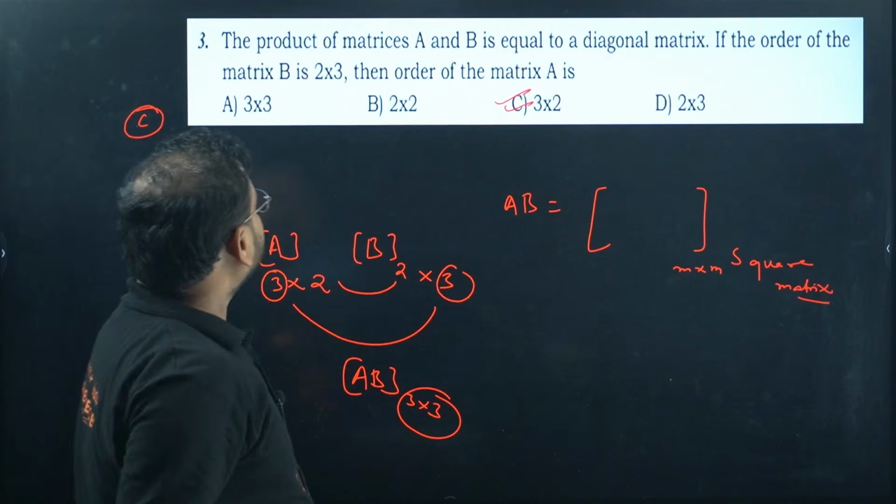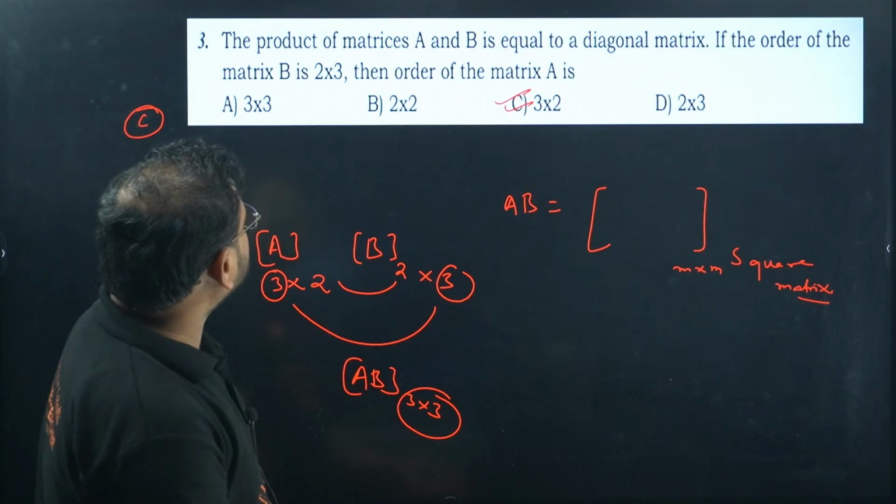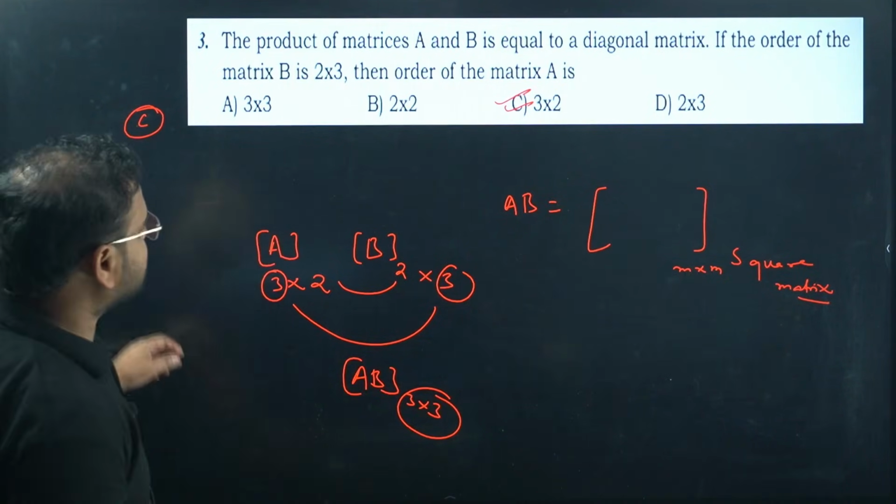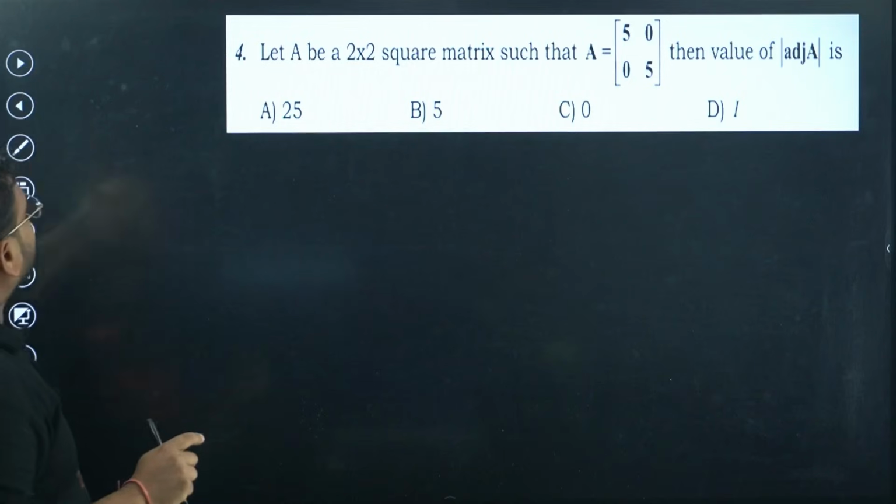Please check. B is given. Yeah, AB is okay. That's all right. Please check. 3 cross 2 is the right answer. Moving on. Question number 4.